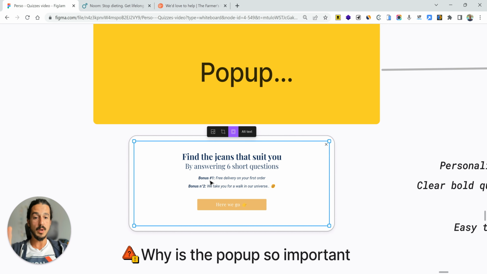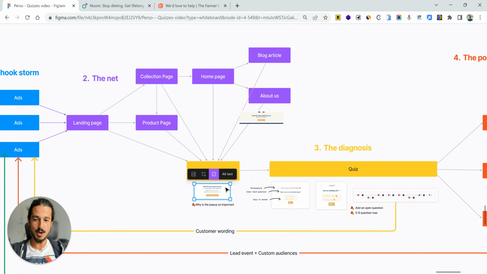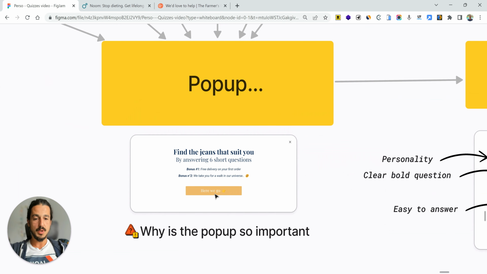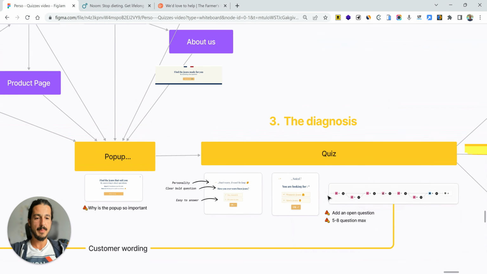And in this case, what they get is free shipping, and also it's kind of a bonus. It's like we walk you through our universe, our world. So it's like, come and we will show you what we do. Then now the customer knows what he's going to go for, and he clicks and starts the quiz.